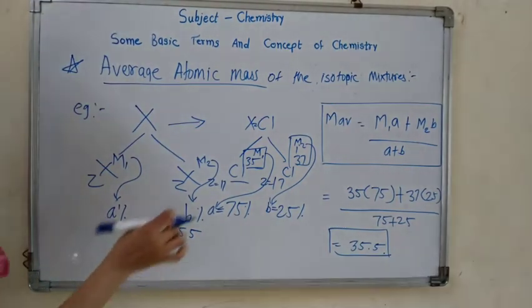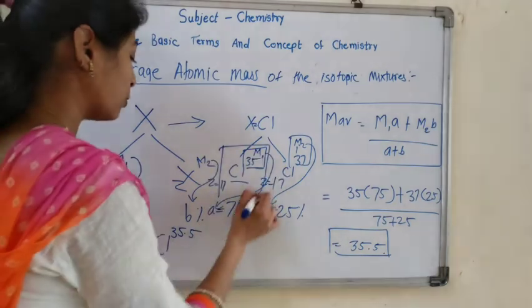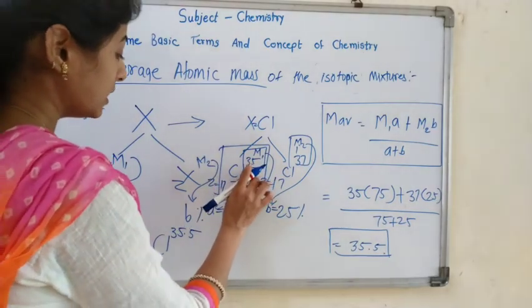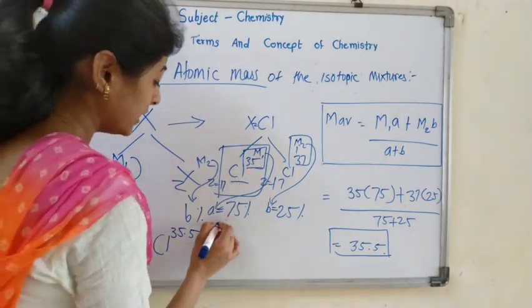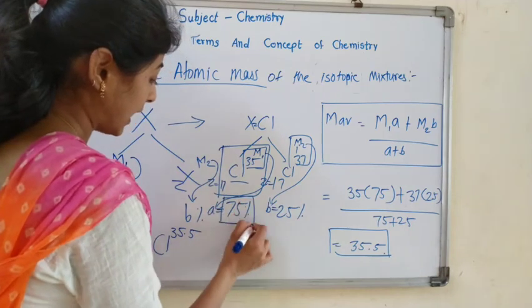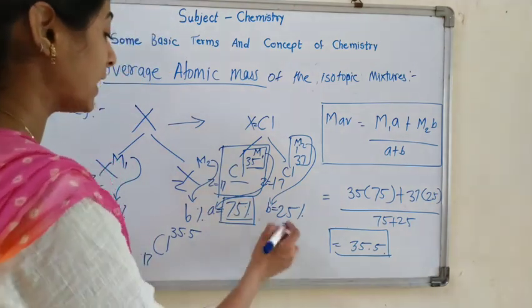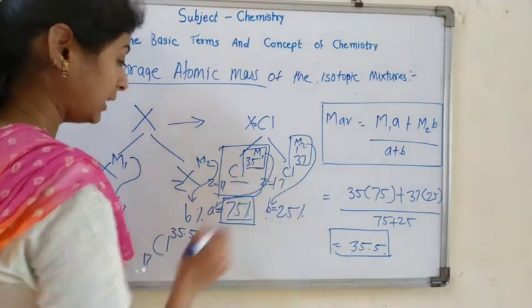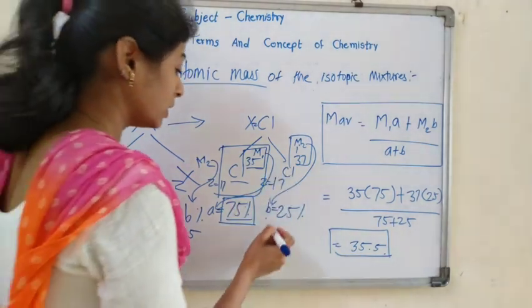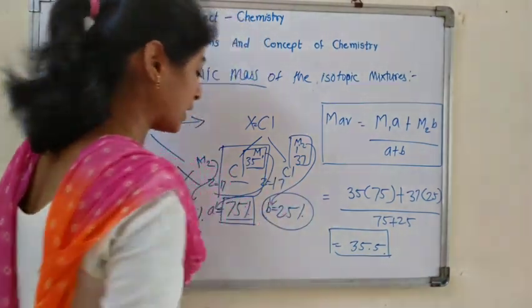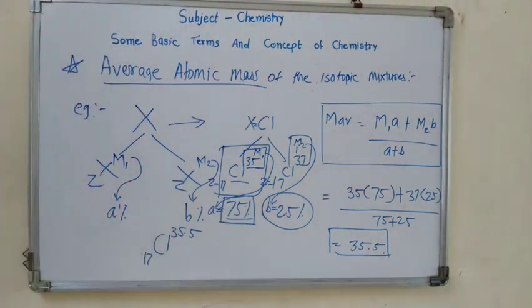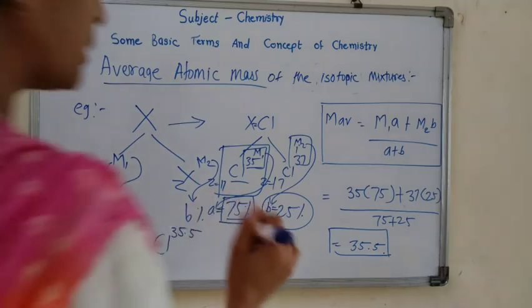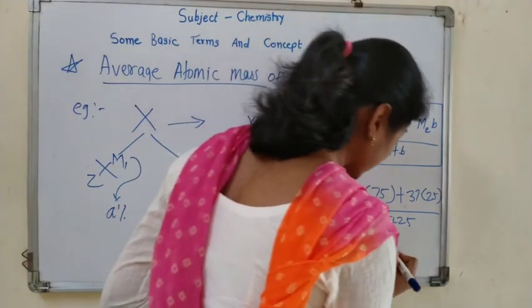35.5. It means that this isotope of chlorine, that is Cl-35, is available in nature 75%, whereas the second isotope is found in 25%. So what is the atomic mass of chlorine? It is 35.5 atomic mass unit.